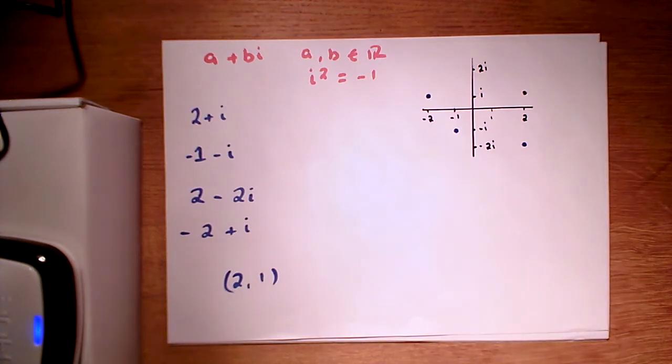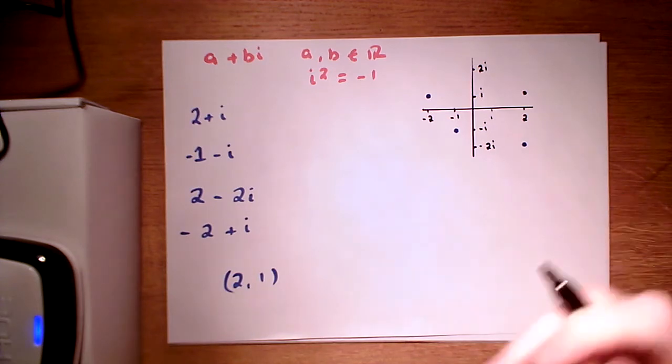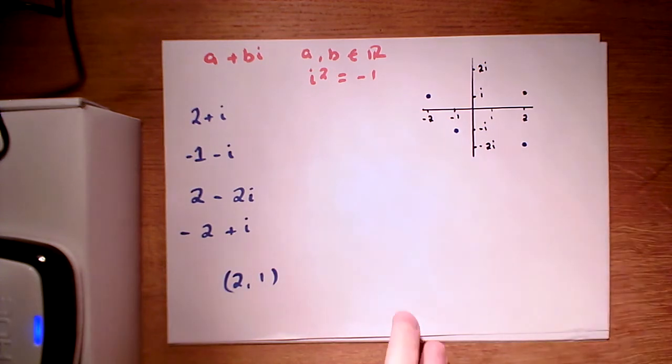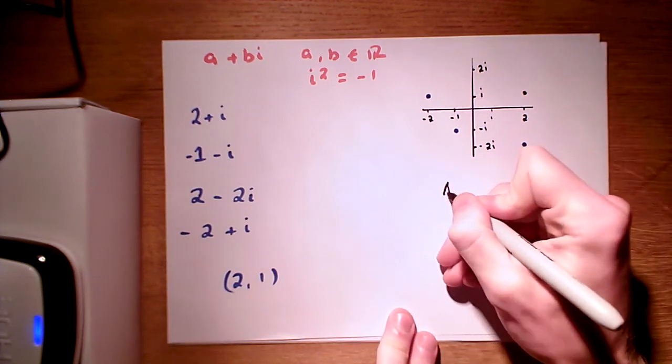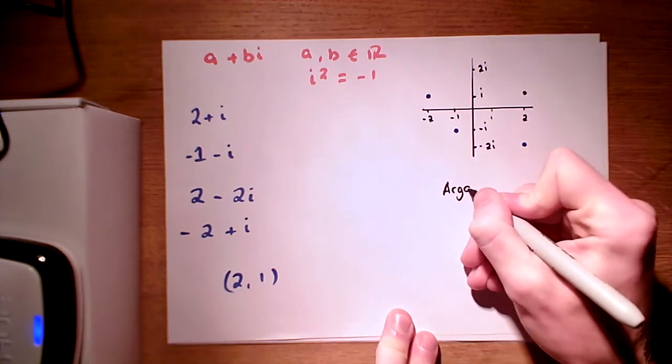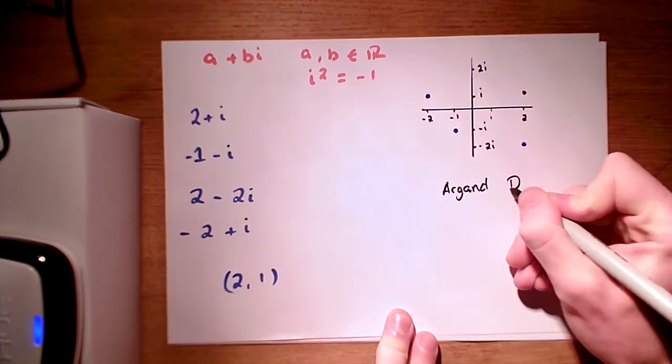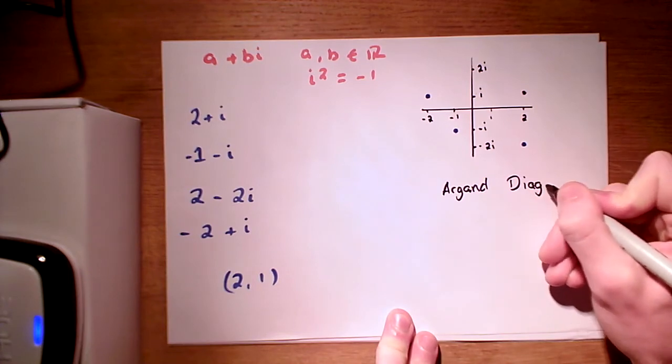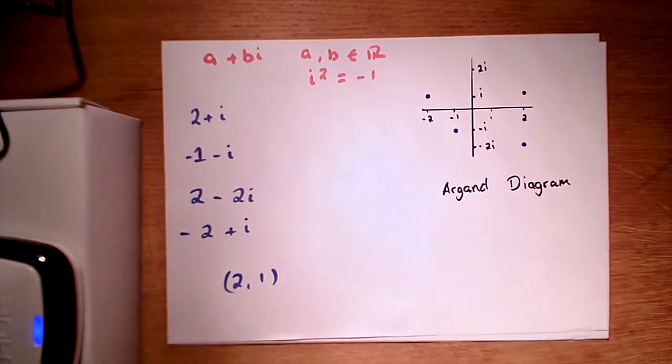Okay, so that is the plotting of our complex numbers, and what we call this here is an Argand diagram. So it's a very specific way of plotting complex numbers. It does have some similarities with coordinate geometry and plotting points in that respect, but our axes are labeled a little bit differently.